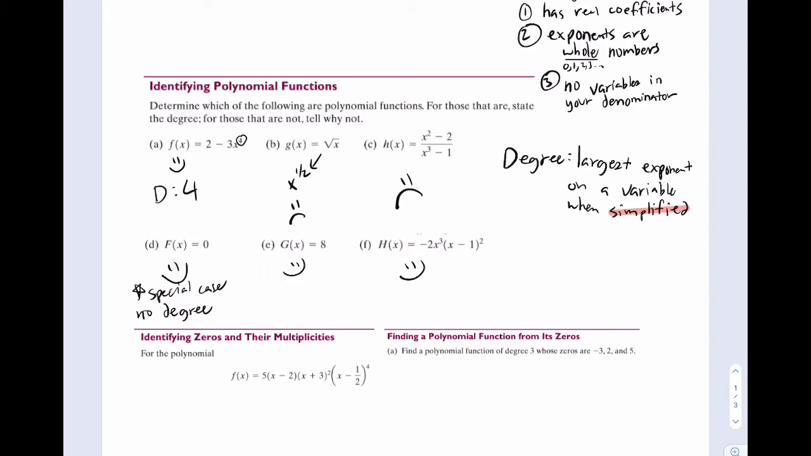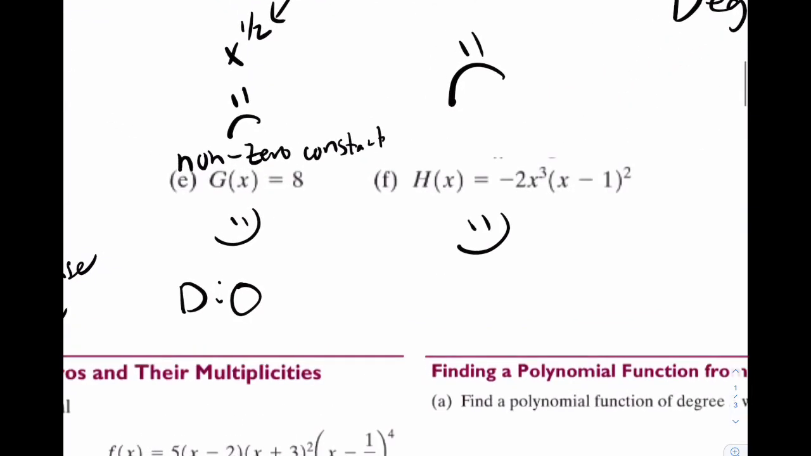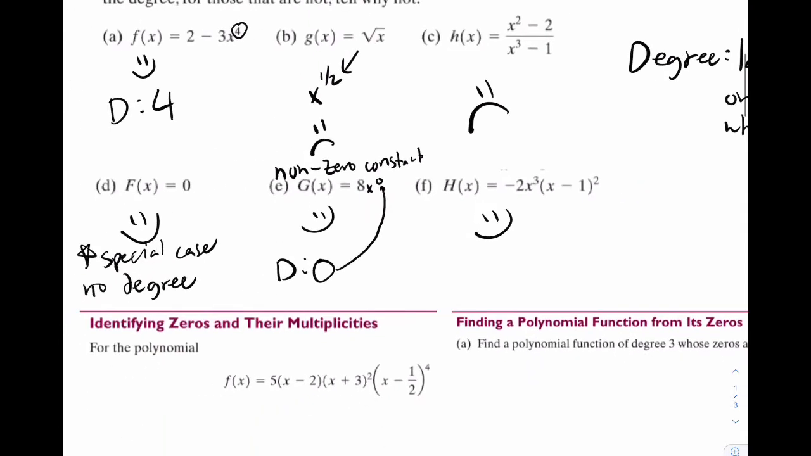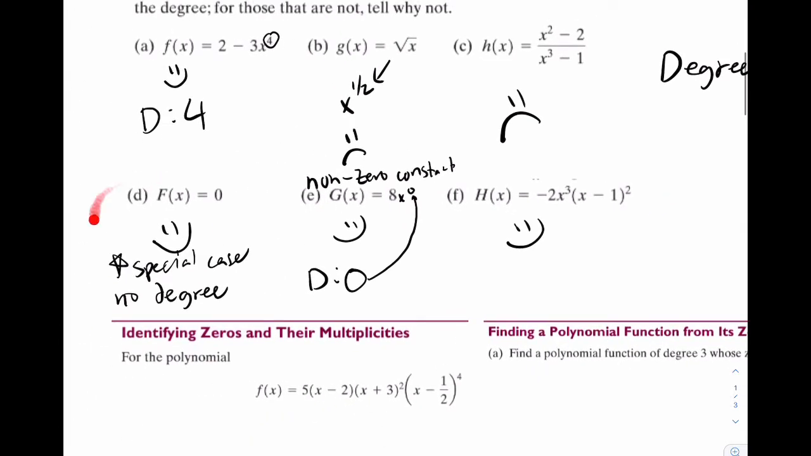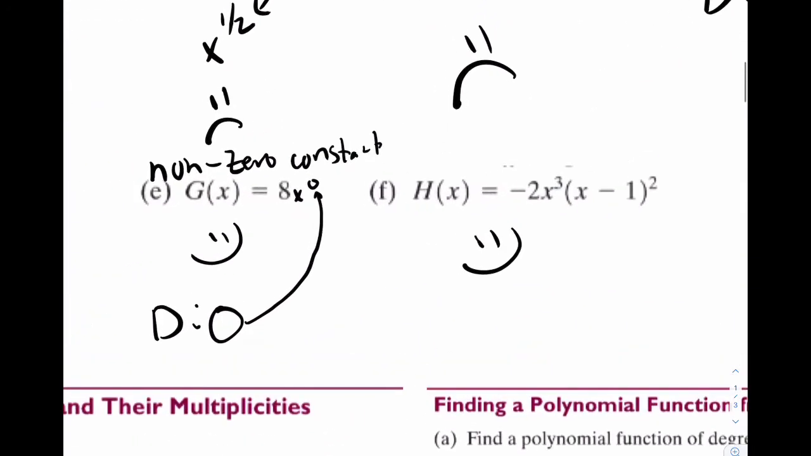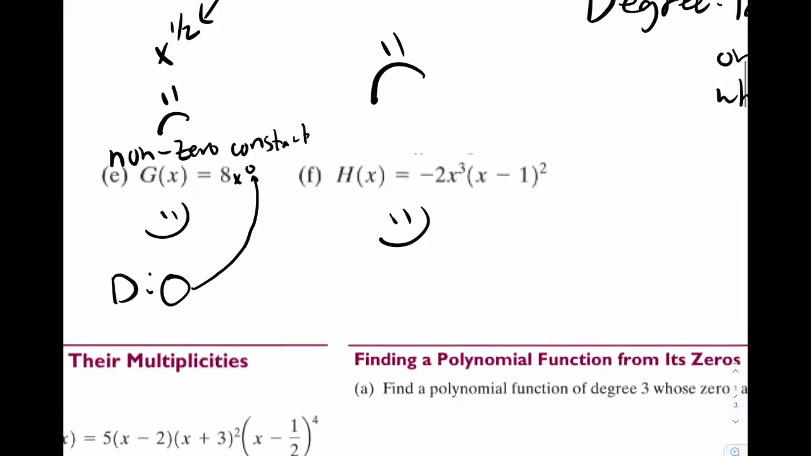E is something I will test you on. This is considered a non-zero constant, so pretty much anything other than 0. For this, we say the degree is actually 0. That's because you can think of 8 as 8x to the 0. So that's where that's coming from. But again, to avoid confusion with D, I won't test you on this one because this is kind of a unique situation. So don't worry about this. Just know that constants are going to have a degree of 0.